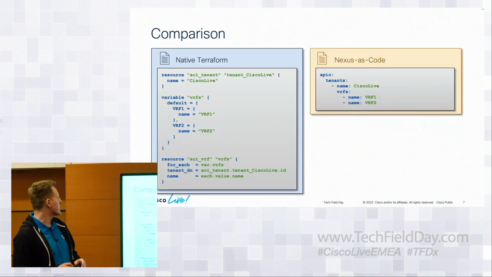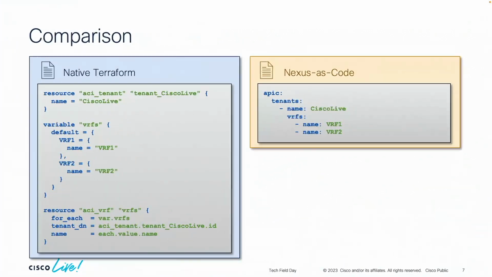So the difference between Terraform and the inventory-driven approach is interesting to take a look at, right? If you look at the model on the left, this is HCL. That's a Terraform plan. And what you see here is a definition of a variable with two verbs in there. And then we create a resource that loops through those variables and then creates those resources.